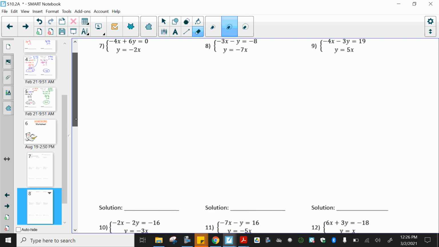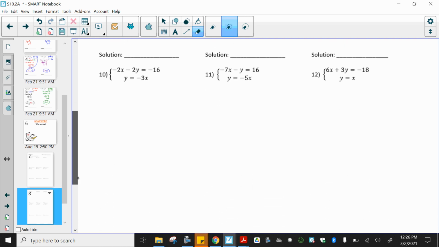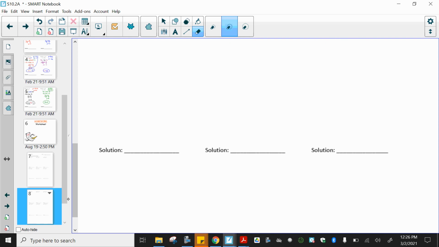On the back page, you are not given one. You're going to have to do equations for both. Should be pretty easy. All right? Good luck.